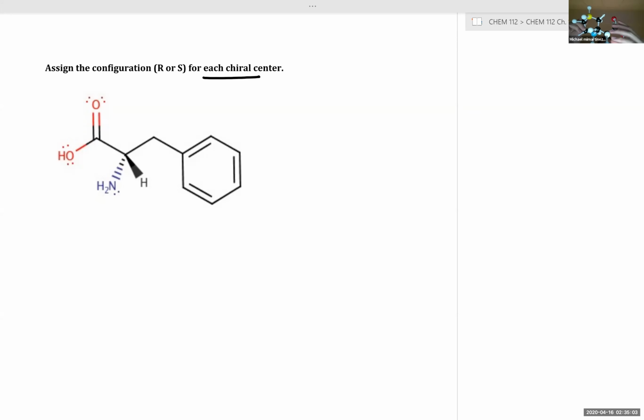Okay, so let's talk a little bit about this. Currently hydrogen is pointing out of the page. Hydrogen's always our lowest priority group. So we're going to take our entire molecule and flip it 180 degrees. Now is hydrogen in the back? Yes. Okay, so let's draw what we see.